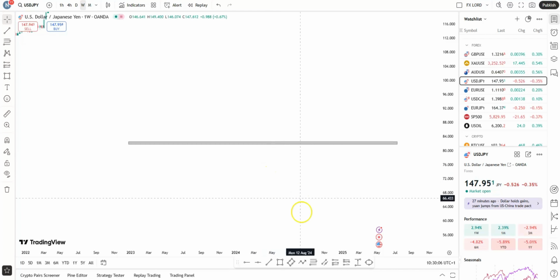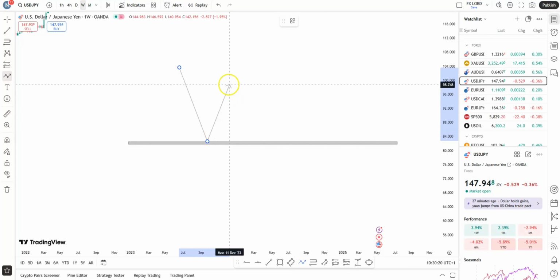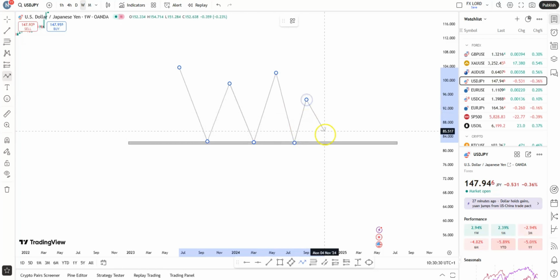Now, let me draw out something. Okay, so this is where the market is coming from. This is the ball. I'm bouncing the ball to the floor, which is this support. Every time the ball gets to this support, it bounces back up.